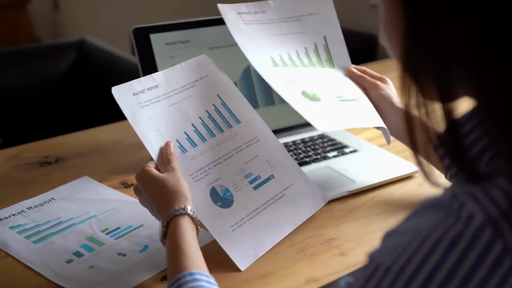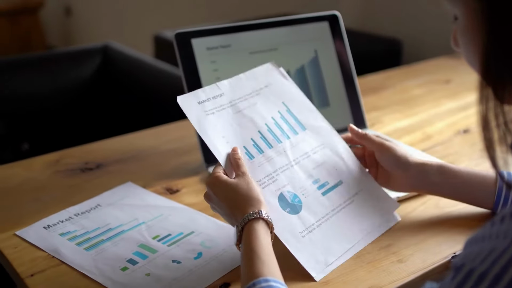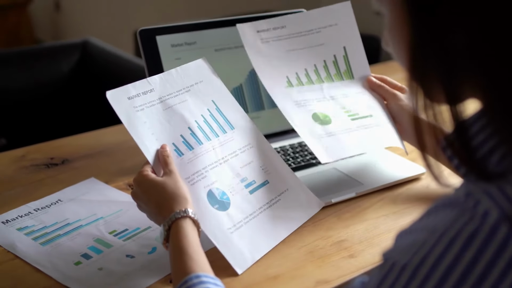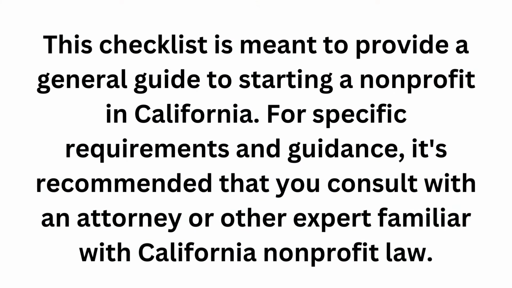Submit annual reports. File the necessary annual reports with both the California Secretary of State and the IRS to maintain your nonprofit's legal status. And that concludes our training on setting up a nonprofit organization.